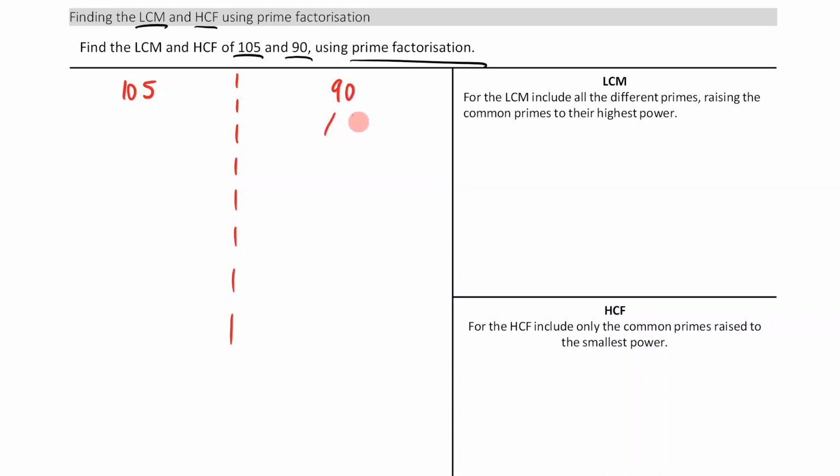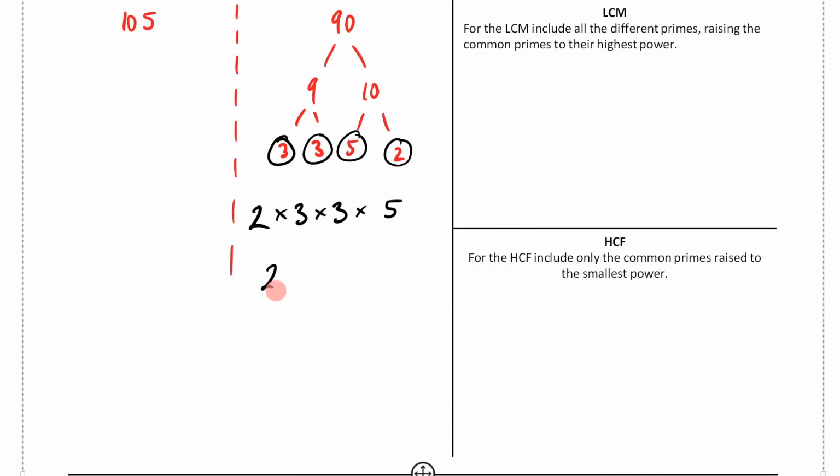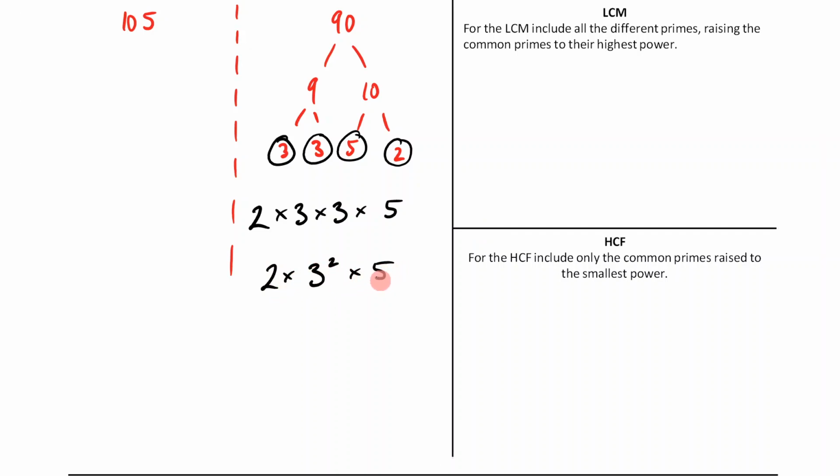If I was to break down 90, so I'm just doing my prime factorization here. 90 could be broken down into 9 and 10, then 5 and 2, and then 3 and 3. All of those are my primes, so I would circle them. This is going to be 2 times 3 times 3 times 5, or to say it another way, it is 2 times 3 squared times 5.